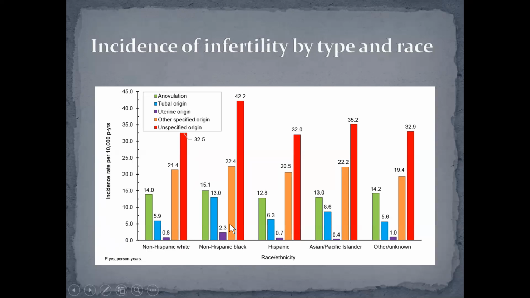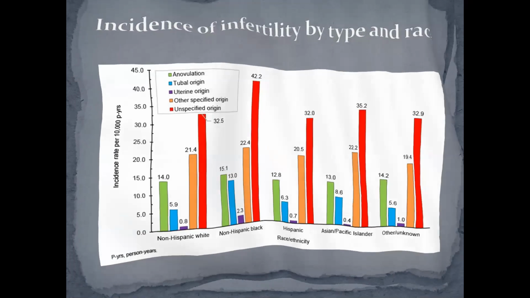We see in non-Hispanic Black women also unspecified origin is the maximal, accounting for 42.2%. The same is seen in Hispanic women, Asian, and other races. And we see that most often the main cause of infertility is unexplained, or it's a combination of different factors that lead to the development of infertility.